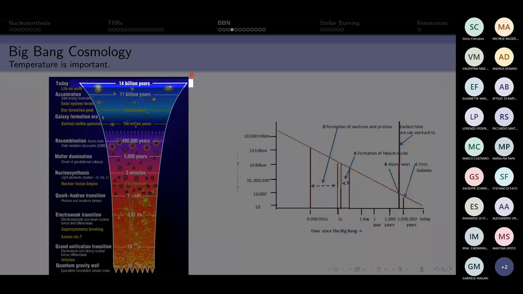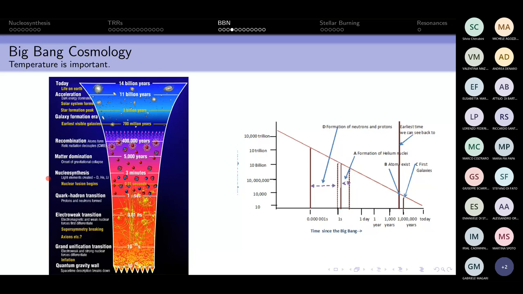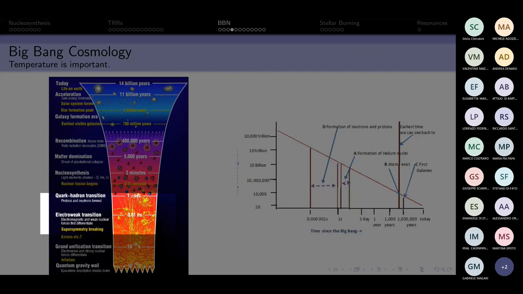For the quark gluon plasma? Is that what you're asking? Yeah, the quark gluon plasma was in this area here, generally this area. So everything from, say, 10 to the minus 30 to 1 microsecond.